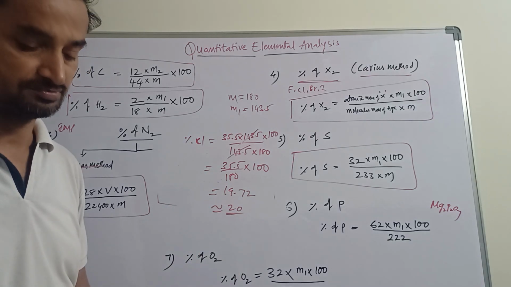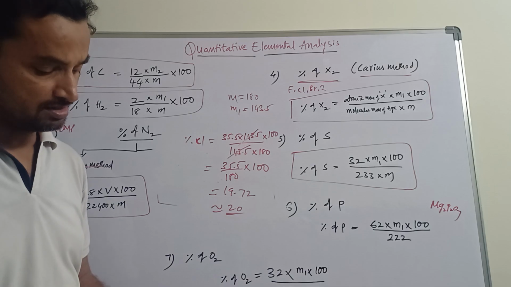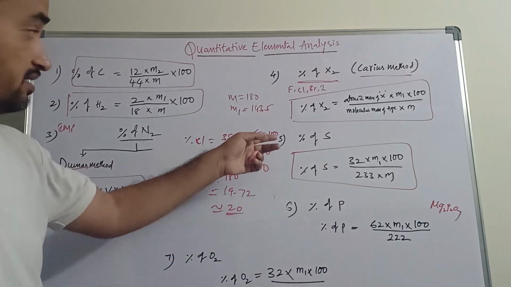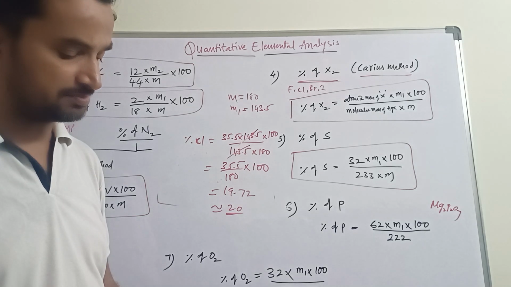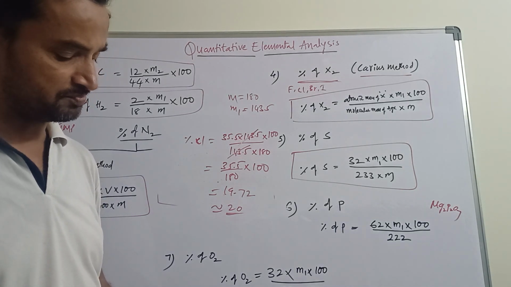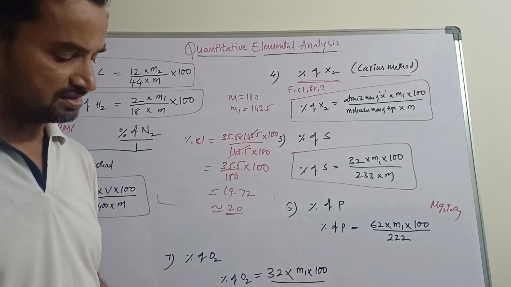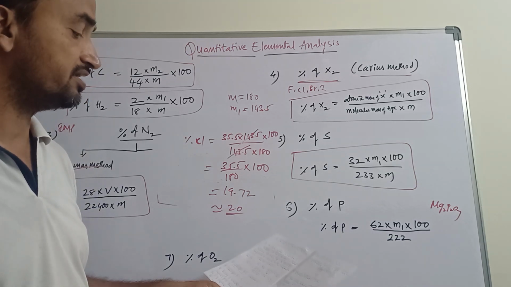So very much important. Now the second question they have asked is on percentage of sulfur. During sulfur estimation, 160 milligrams of an organic compound gives 466 milligrams of barium sulfate. The percentage of sulfur in the organic compound is asked. So yeah, this one is also very easy.